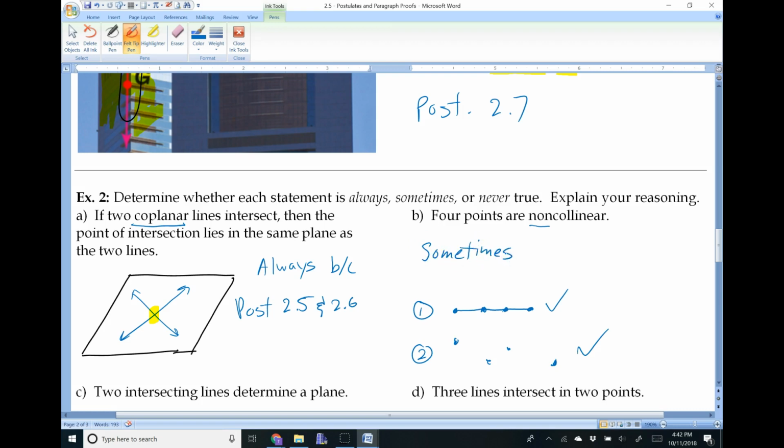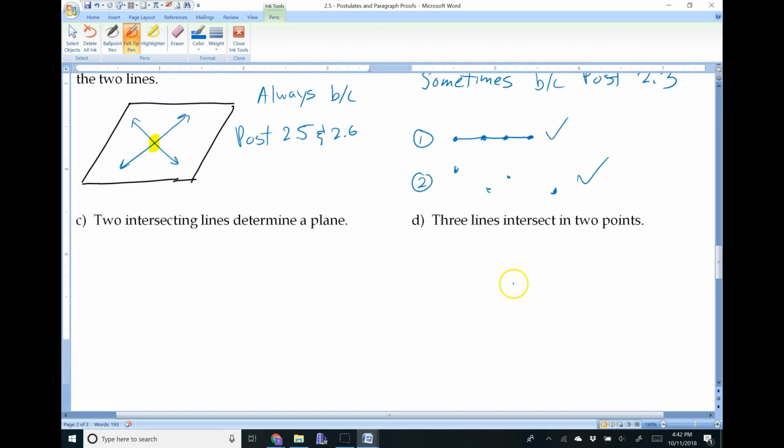Sometimes. Which postulate talks about 2 or more points being on the same line? That goes with postulate 2.3. We're just trying to match up the postulate that matches our scenario right now. Okay? Now the next one. 2 intersecting lines determine a plane. So, do 2 intersecting lines always determine a plane?